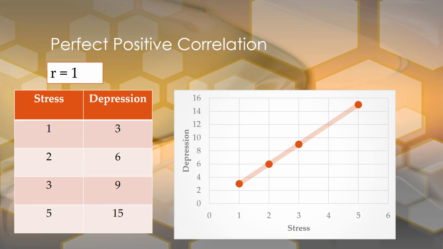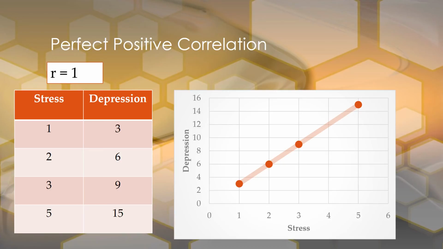So all the dots are on the line, and that's what happens when you have a perfect correlation. So perfect correlation, I'm talking about the strength. It could be positive or negative. In this case, it's positive. So we know that if stress is 1, our depression level will be 3. If our stress is 2, our depression level will be 6.